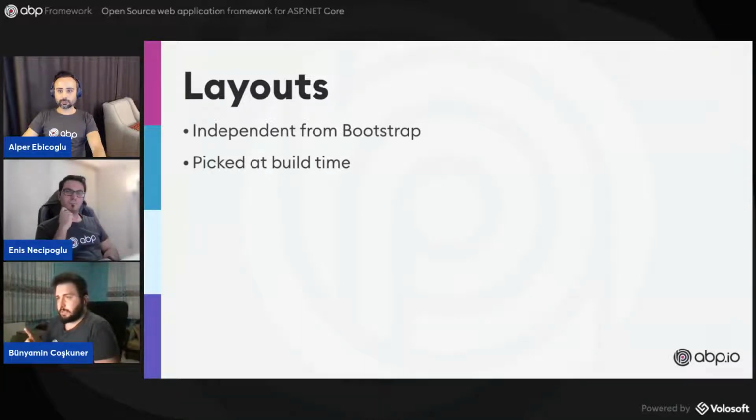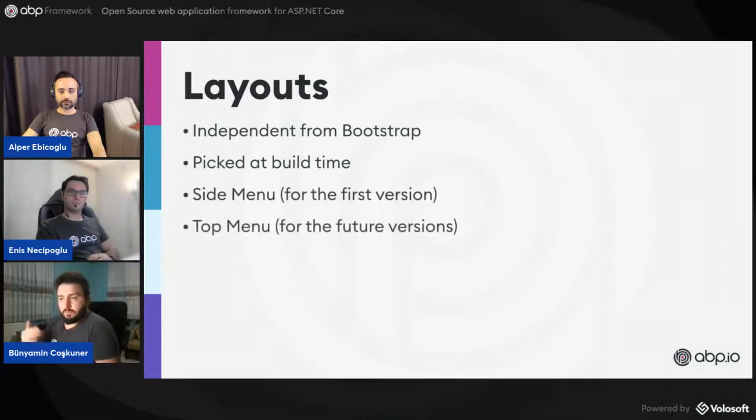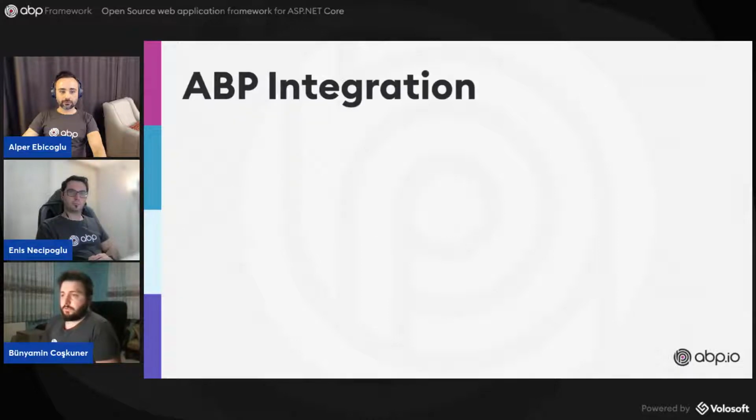Okay, there is one difference here. With Lepton, your users could switch menu placement from left to top menu, but here you have to choose your layout at build time. Why is that? Because using different layouts isn't just moving the menu from one place to another. There are some other configurations and requirements needed, and they have to be picked at build time. So your users won't be able to change layout, but you as a developer will be able to switch them. We will start with side menu, and we will add top menu and many more in the future.